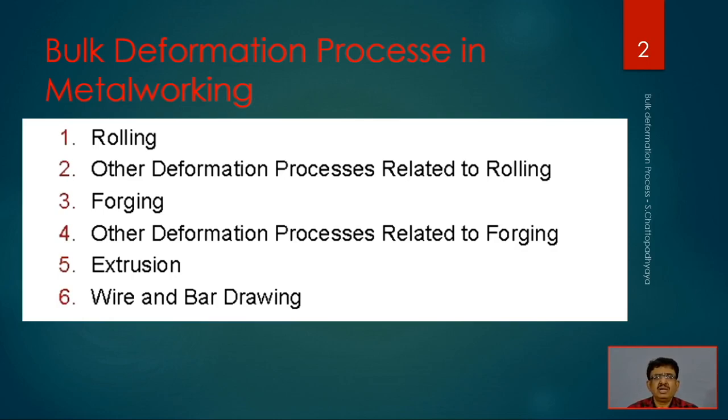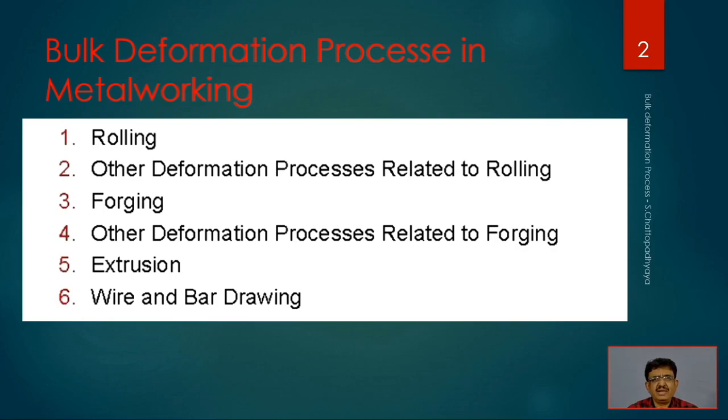The third one is forging, where with gradual pressure or impact pressure the products are developed. That is called forging. There are different forging processes, such as flashless forging, open die forging and closed die forging. So many varieties can be produced, with intricate shapes in one go. That is also related to forging.